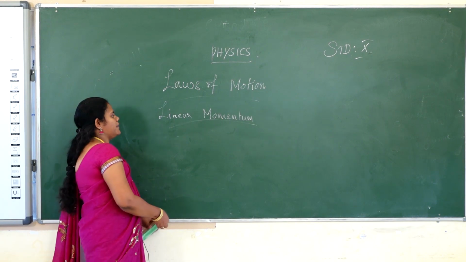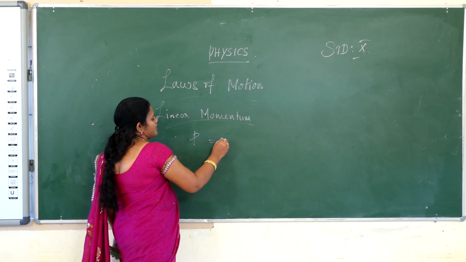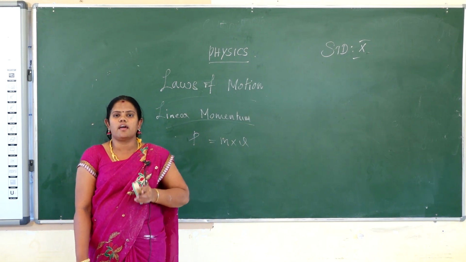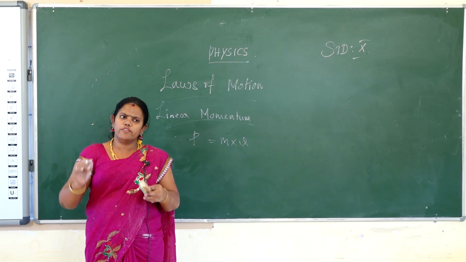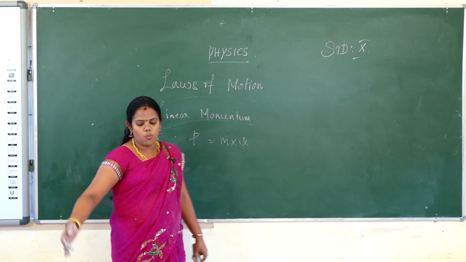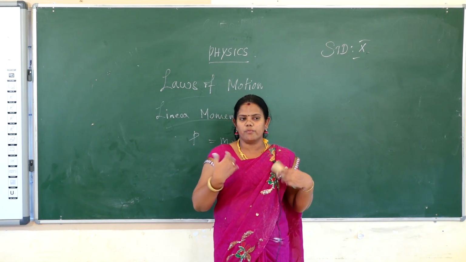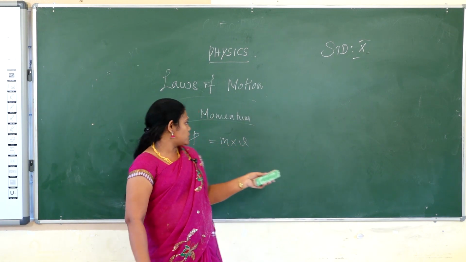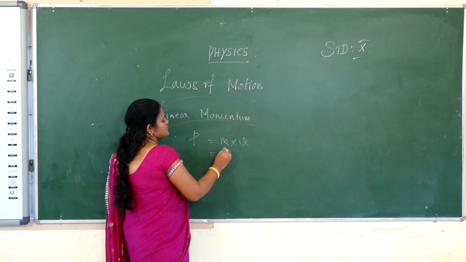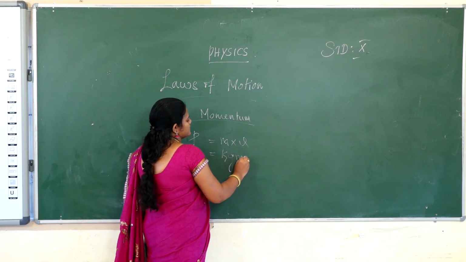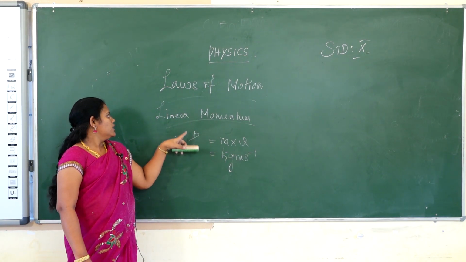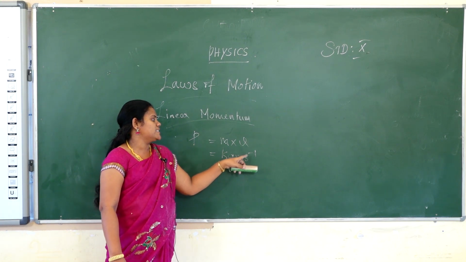How will you define linear momentum? The symbol is P. What's the formula for momentum? Mass into velocity. If something is moving in a linear motion, it has mass and definitely some speed. I am moving from one side to another, I have some weight and also some speed. That is called linear momentum. So P is equal to m into v. What's the SI unit of mass? Kilogram. What's the SI unit of velocity? Meter per second. So the unit for linear momentum is kilogram meter per second.